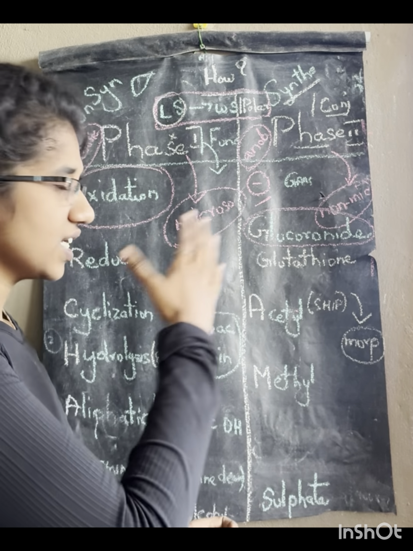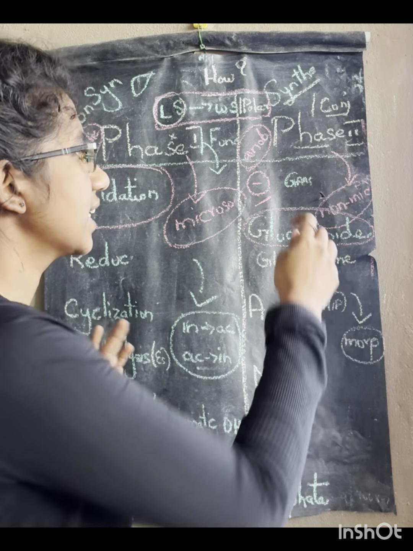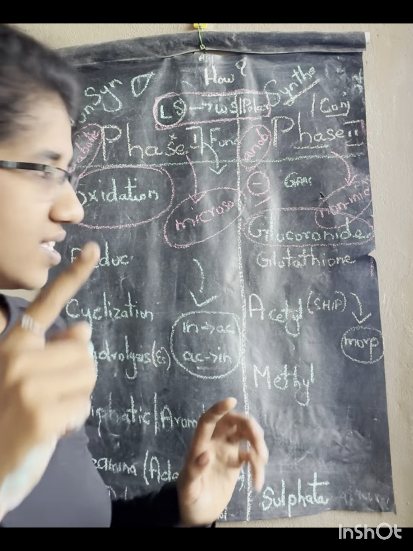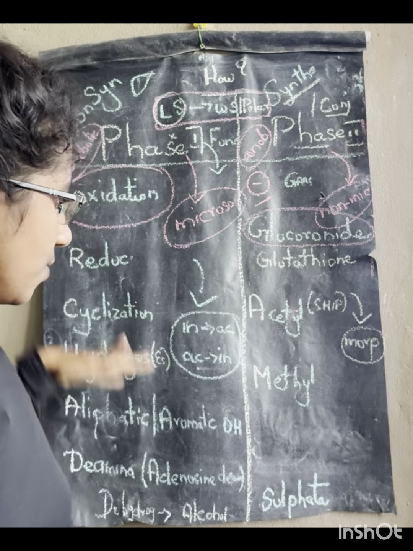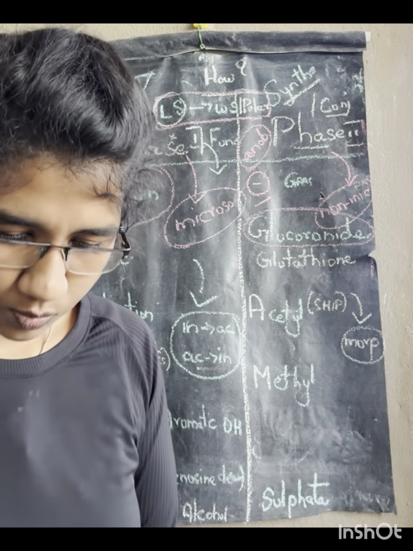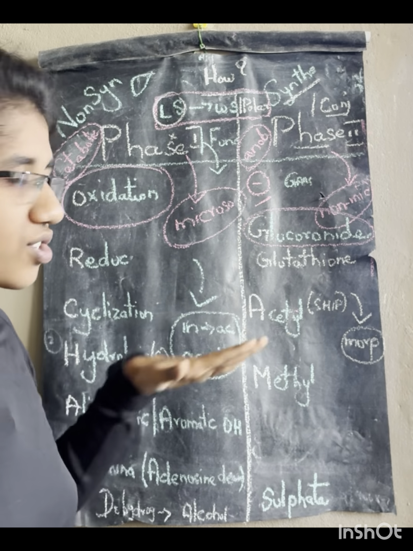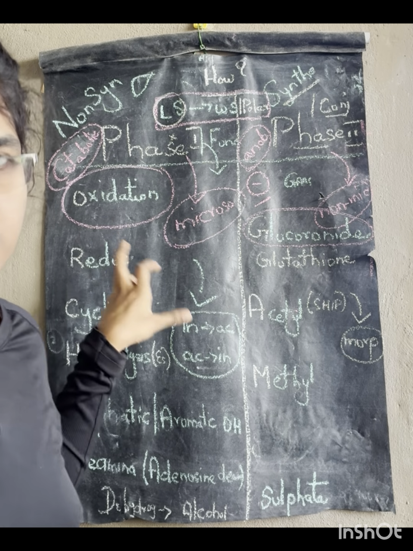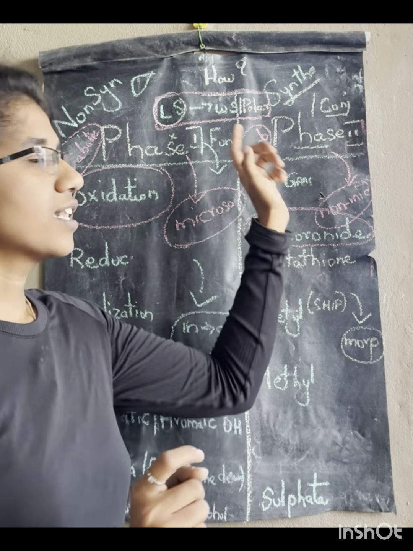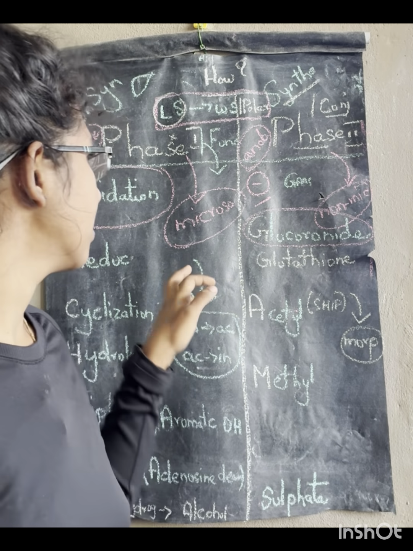We can remember the phase 2 reactions with the mnemonic GAMS, and phase 1 reactions with the mnemonic OR CHAT. These are the examples of phase 1 and phase 2 reactions, and we'll see about each reaction in detail subsequently. The most common phase 1 reaction is oxidation, and the most common phase 2 reaction is glucuronide transfer.